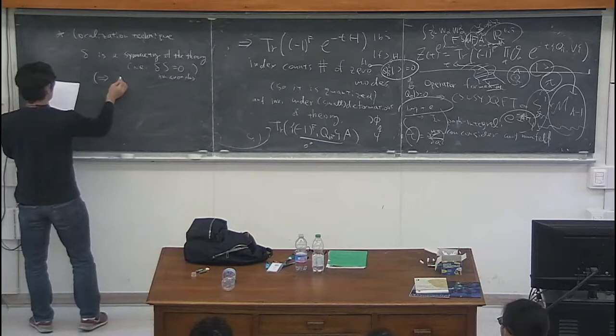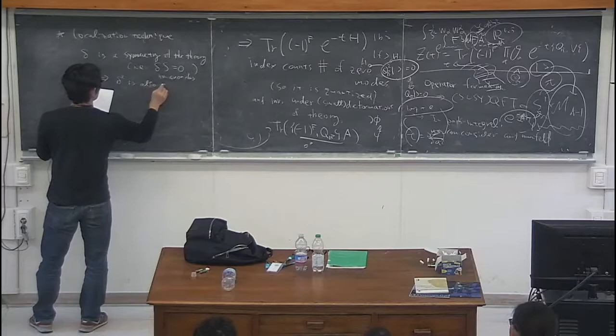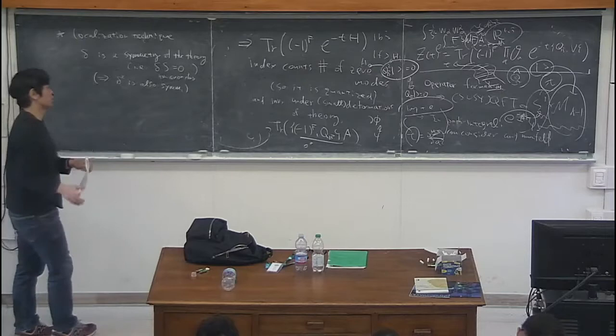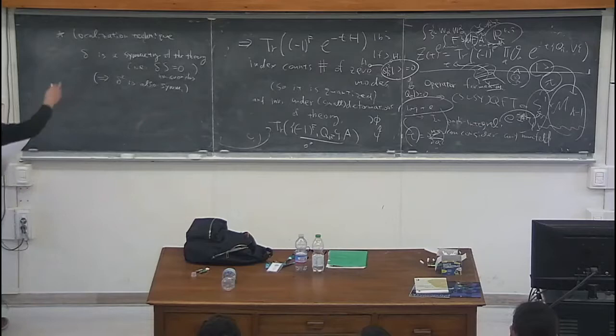Then delta squared is also a symmetry, because this is just a symmetric operation and then again a symmetric operation. So this should be a symmetry. If delta is a Fermi symmetry, this becomes a bosonic symmetry.